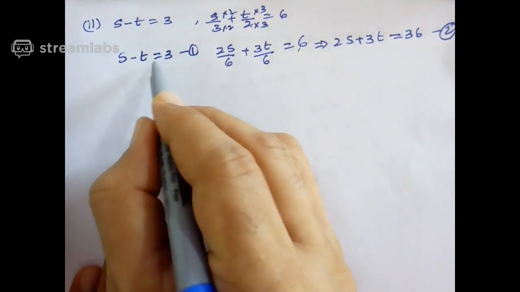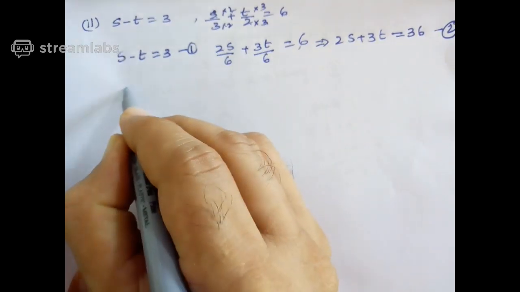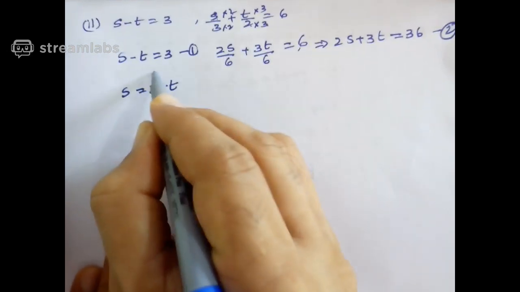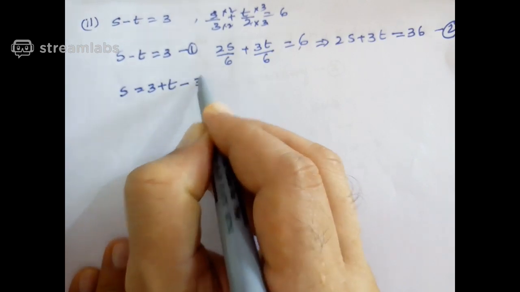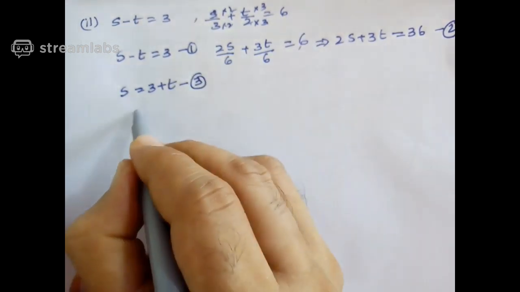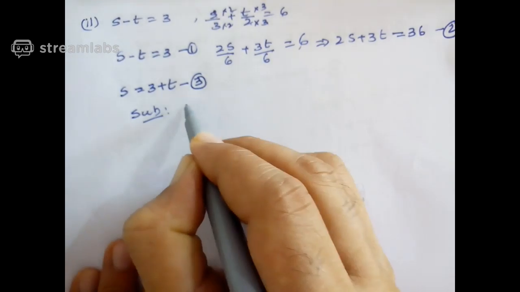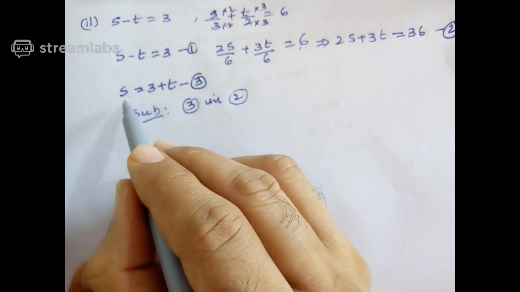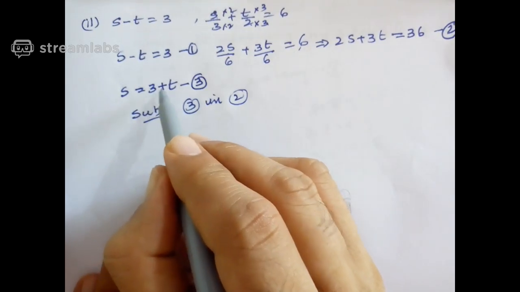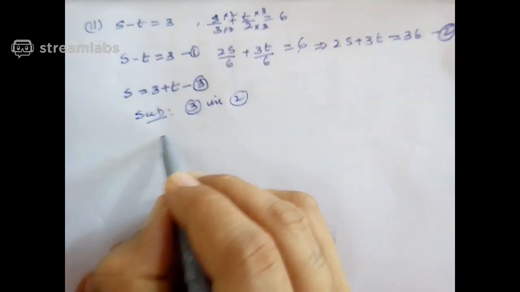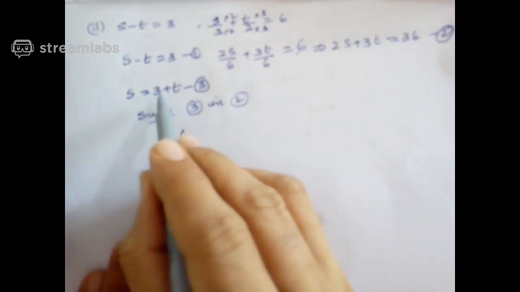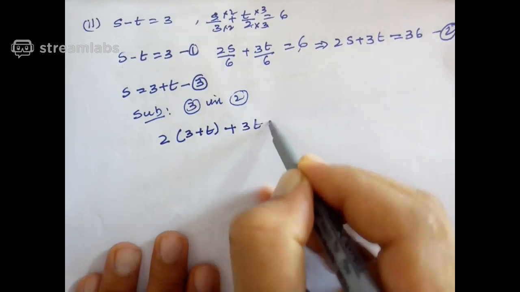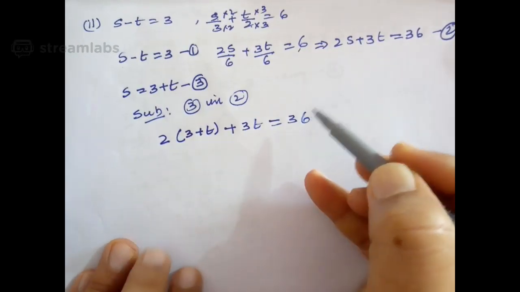Now s minus t is equal to 3. What is s? s is equal to 3 plus t. I've taken t to this side, becomes plus. This is equation number 3. Now what you have to do? Substitute 3 in 2, isn't it? In place of s, you have to substitute 3 plus t. That is 2 into (3 plus t) plus 3t is equal to 36.